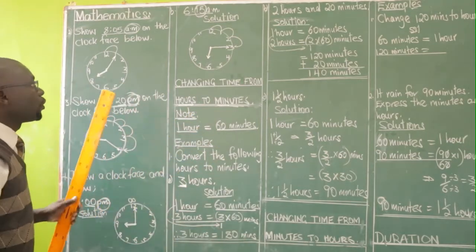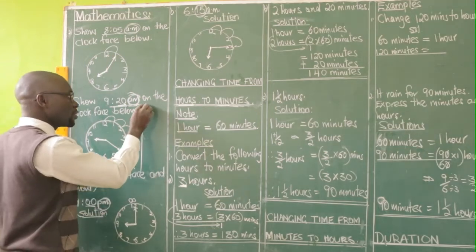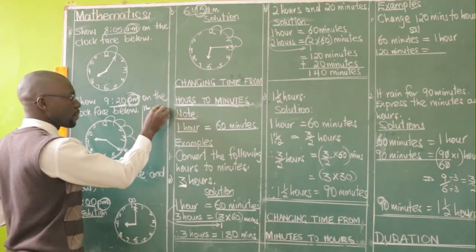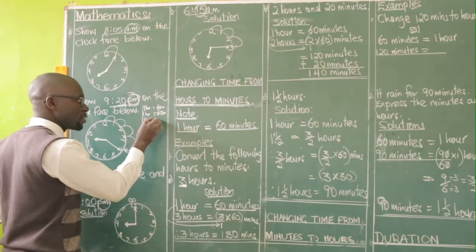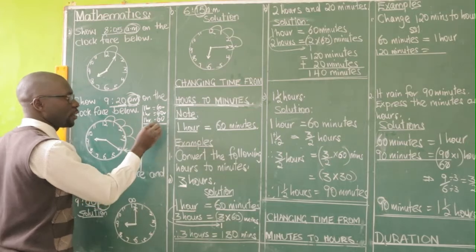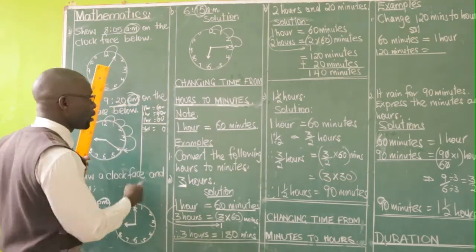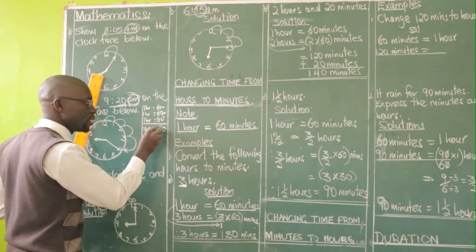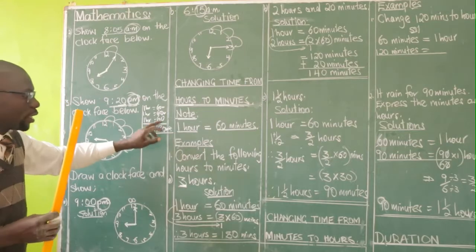If not so, you can simply say that since 1 hour is equal to 60 minutes, another 1 hour, 60 minutes, another 1 hour, 60 minutes, then we can add. These are 3 hours, and then we can say this is 0, and 6 plus 6 is 12, 12 plus 6, that's 18. So you just simply say 3 hours are equivalent to 180 minutes.